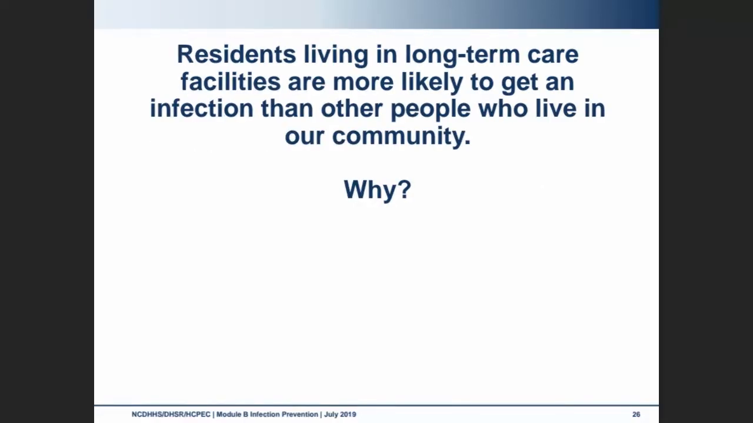So residents who live in the long-term care facility are more likely to get infection than other people who live out in the community. And there's a variety of reasons for this as well. Often people who live in the long-term care facility have several things wrong with their health. So they have diabetes and congestive heart failure. They may have kidney problems. So not always, but oftentimes they have multiple health conditions. Many of them are elderly, and they're more likely to come in contact with harmful germs because of the close quarters that they live in and because they share staff and equipment.